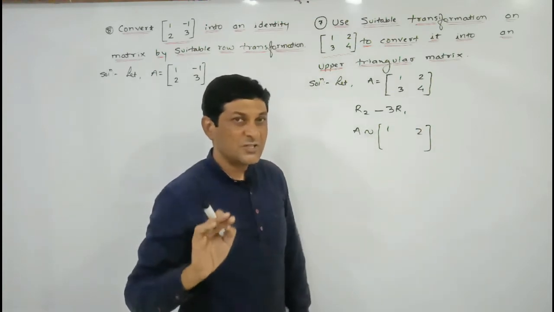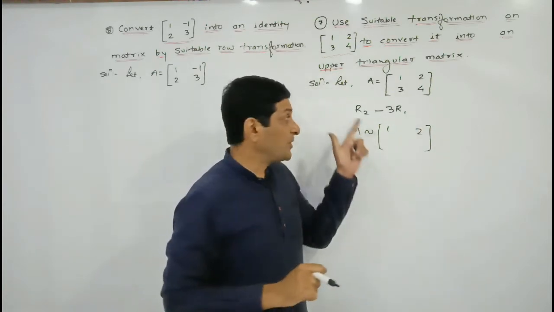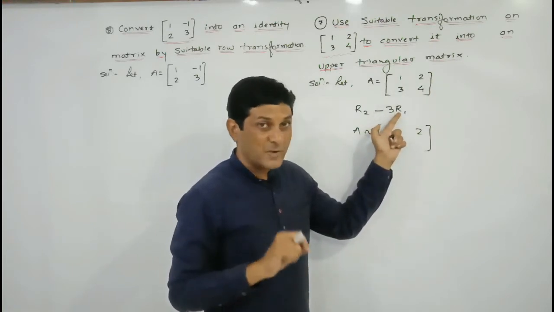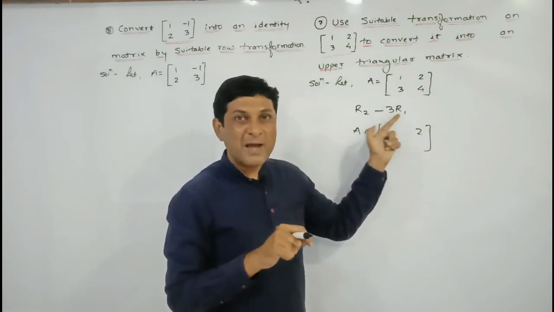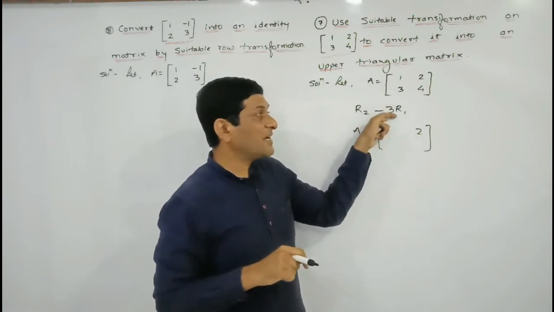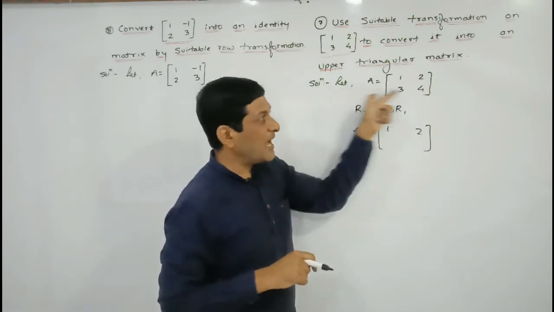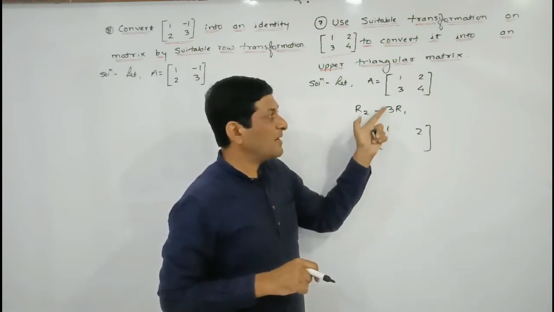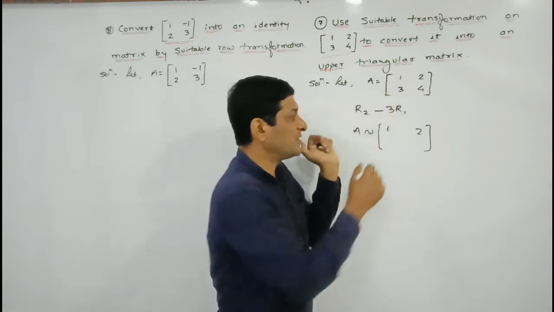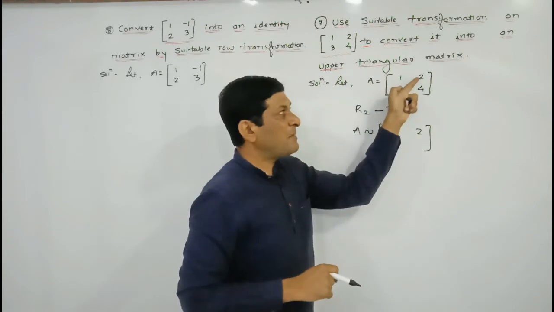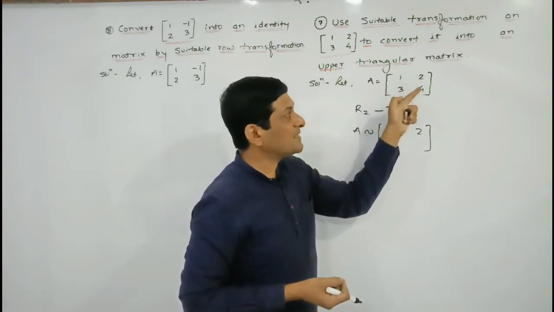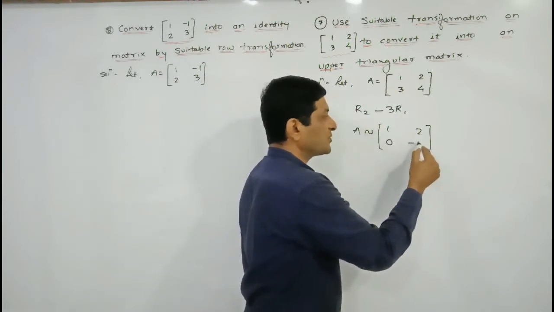Now observe this operation very carefully. The operation is on R2. We are using the corresponding element of R1. We are multiplying R1 by -3 and taking addition with R2. These are the elements of R2, the operation is on R2, multiply R1 by -3. -3 plus 3 will become 0. Multiply by -3: 2 into -3 is -6. -6 plus 4 will be equal to -2.